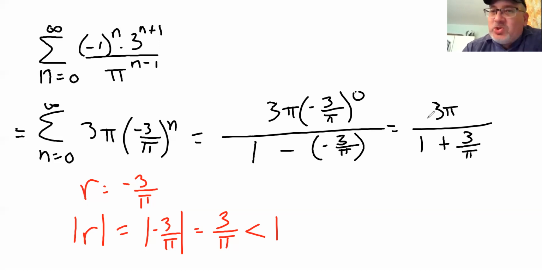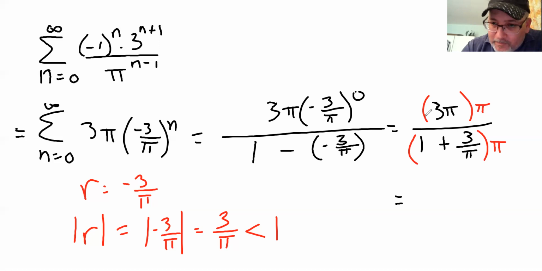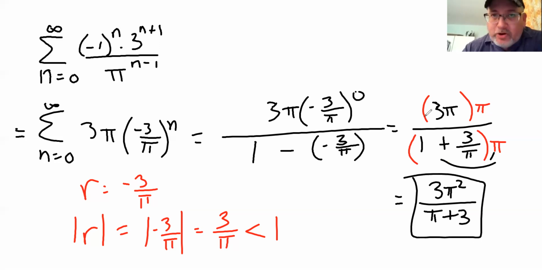And that's a correct answer, but you should never ever leave a complex fraction answer, which is just a fraction inside of a fraction. In a case like that, you can just multiply both sides by the greatest common denominator of the little fractions, but the only little fraction is 3 over pi. So if we multiply both sides by pi, then on the top, we would get 3 pi squared. And on the bottom, if we distribute the pi, we would get pi plus 3. That's what our series would converge to.